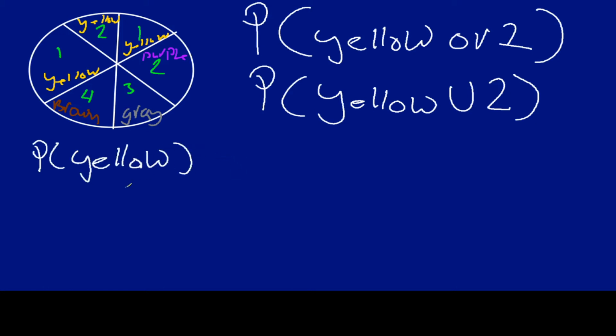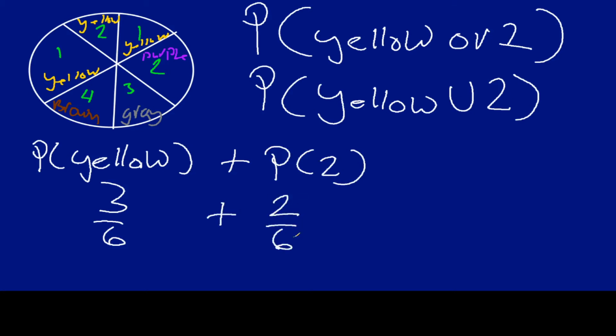If I just know what the probability of getting a yellow is, that will help me out a lot. If I know the probability of getting a yellow, it looks like it's one, two, three. There's three yellows here out of six total sections. So that's 3 out of 6. Now I need to add to that the probability of getting a 2. So what's the probability of getting a 2? Well, if I look at this, there are 2 twos out of a total of 6.